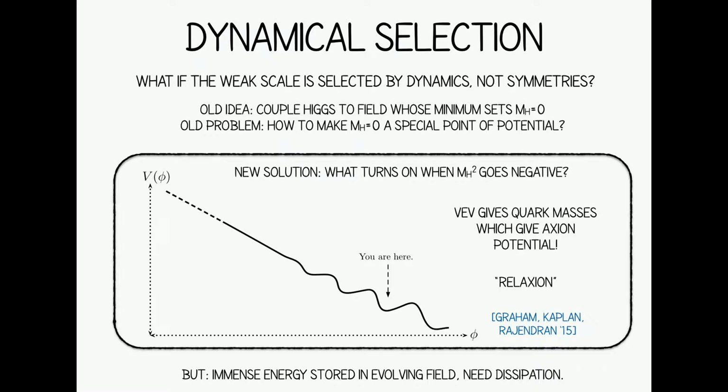There's a problem, right, which is how do you make the Higgs mass squared being 0 a special point in the potential of this new particle? We already know nothing special happens in the standard model if we take the Higgs mass squared to 0, okay? So how do we somehow make the Higgs mass squared being 0 a special point in the potential of this new particle? Okay. So what's the idea?